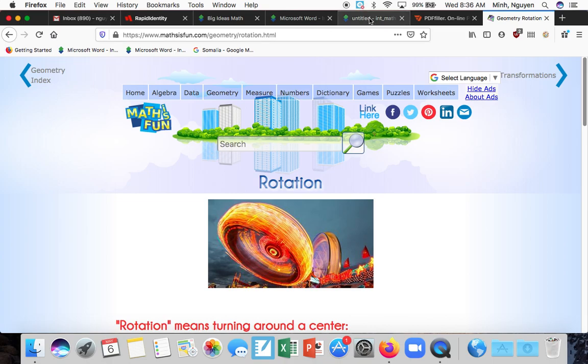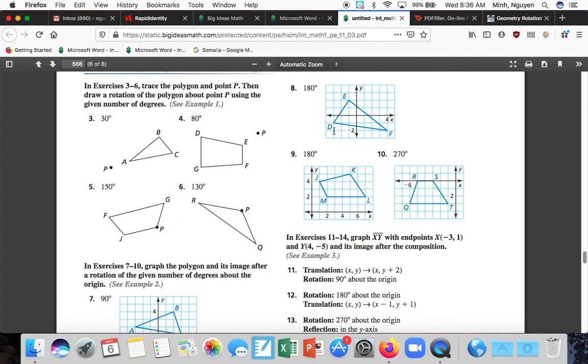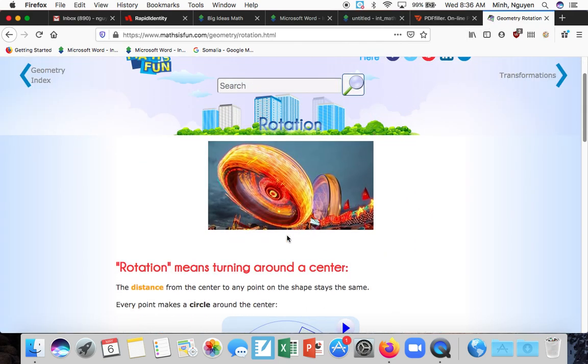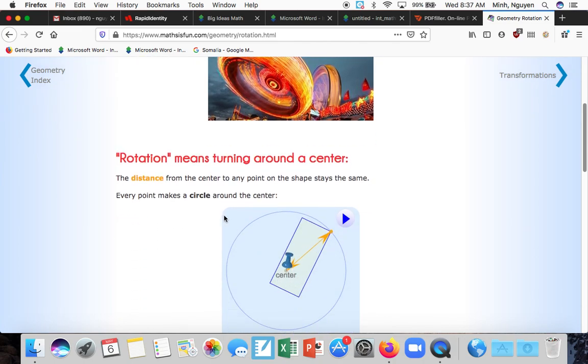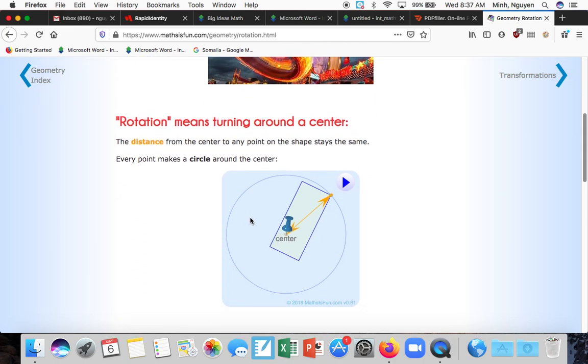Today we're working on section, oh boy, what section are we working on? 11.3, rotation. So rotation means turning around a center, rotating, spinning something. The distance from the center to any point on the shape stays the same. Every point makes a circle around the center.